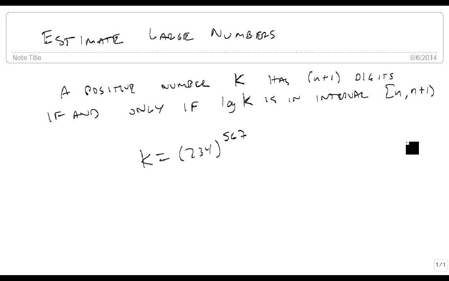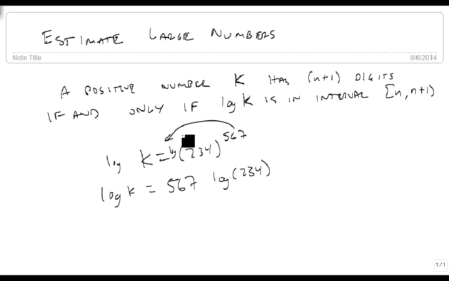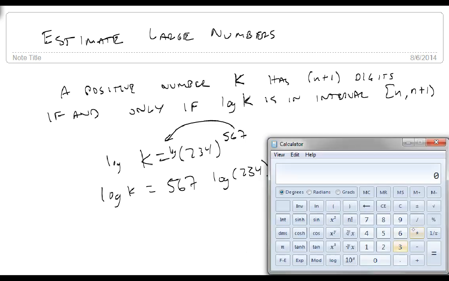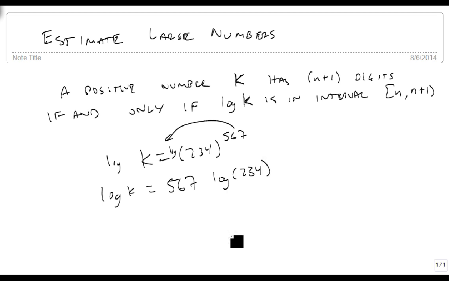Well, we know that it's going to have as many digits as the log of both sides. So the log k is equal to 567 log of 234. We just move that power over to the front. Well, to figure out what this is, we get out our calculator and we do 567 times log 234 equals, and that's approximately equal to 1343.345.